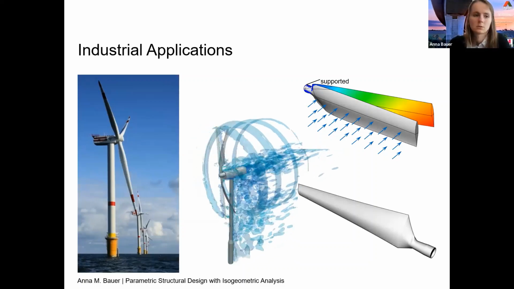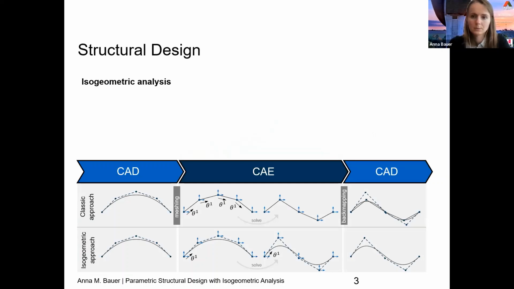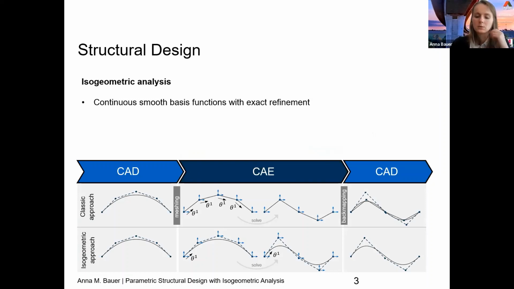And to sum up, why is isogeometric analysis so beneficial for structural design? We have these continuous smooth basis functions, which are able to refine the analysis or the geometry at every step. So if we are not satisfied with the results, we can just add some more degrees of freedom to the curve.